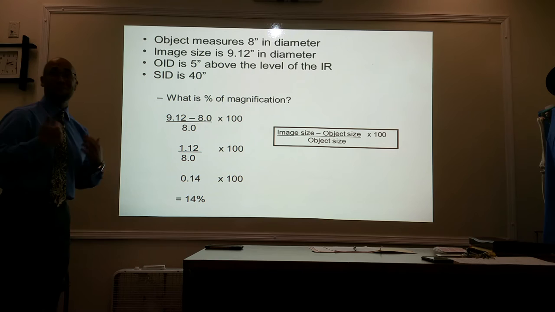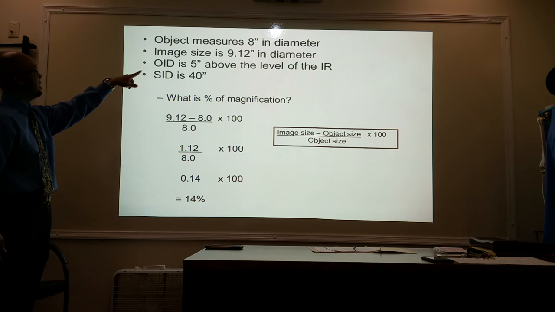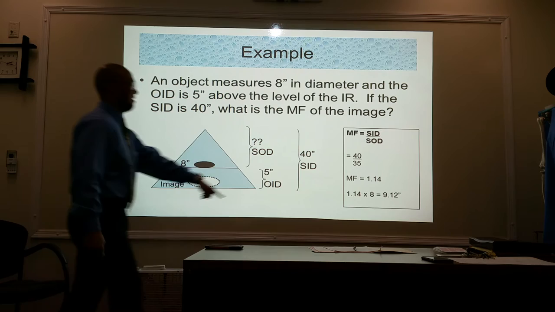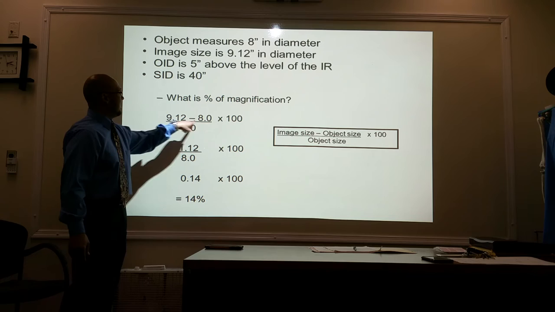All right, so we already have these numbers from the previous page. Object size is 8 inches, image size is 9.12. Where did we get 9.12? By multiplying, right here. So image size, 9.12, minus the original size of 8, divided by the original size of 8, times 100.